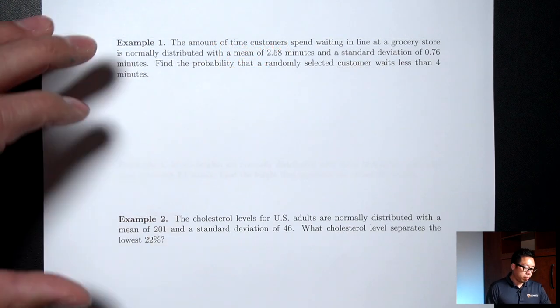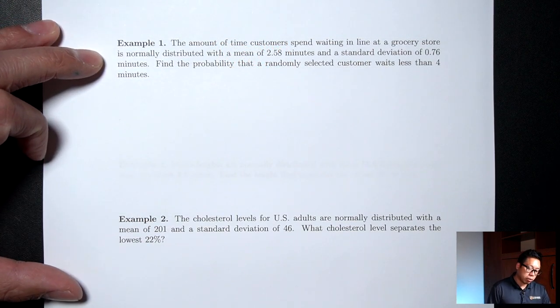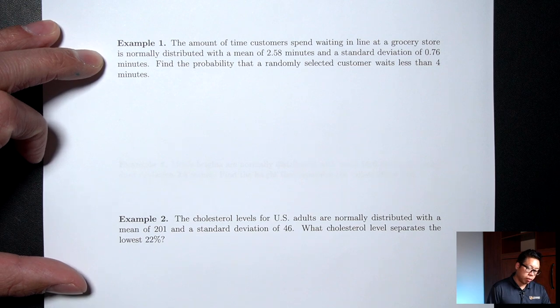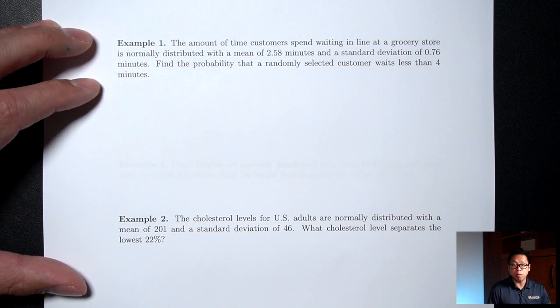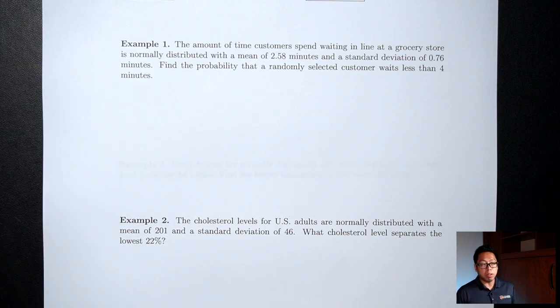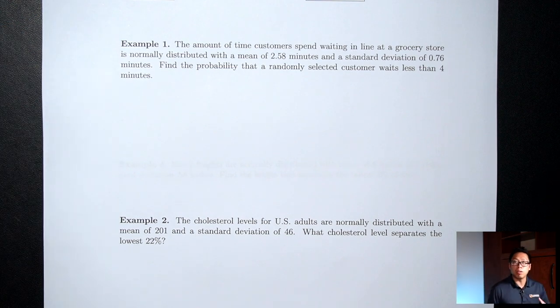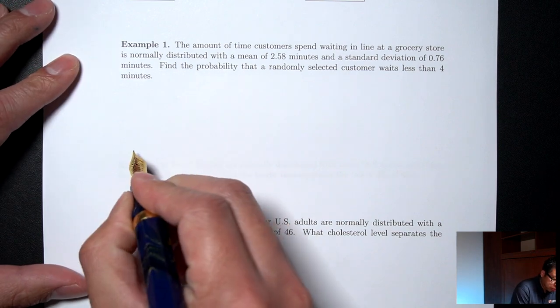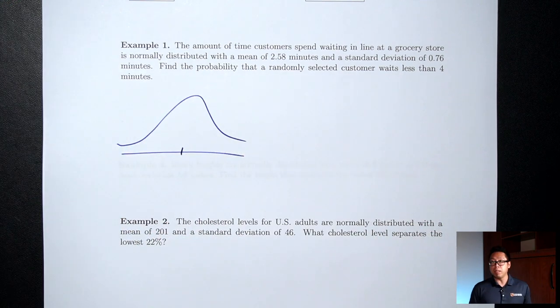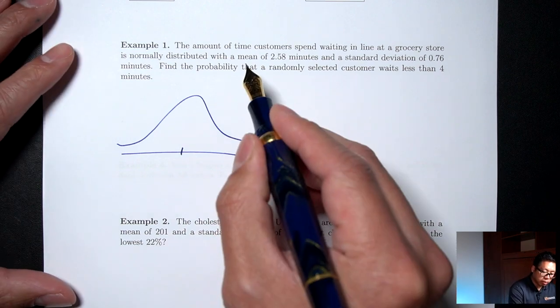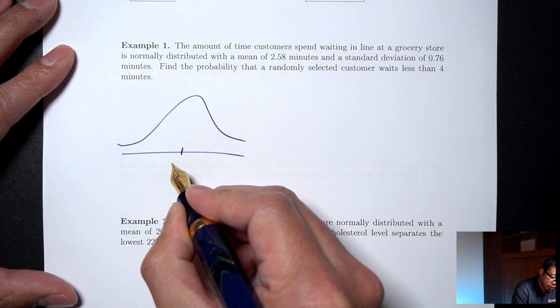Example one, the amount of time customers spend waiting in line at a grocery store is normally distributed with a mean of 2.58 minutes and a standard deviation of 0.76 minutes. Find a probability that a randomly selected customer waits less than 4 minutes. The first thing I do on all these questions is draw the normal distribution picture and put the mean in the middle. So our mean here is 2.58 minutes.